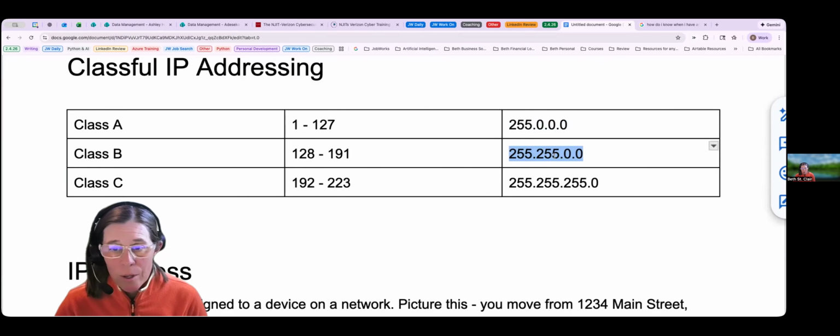255.255.0.0. So again, the first octet is 255. Add a second octet, 255. That means it's class B. If we add one more octet, 255, that's going to be class C. So you can see it just goes down the line: 255, two 255s, three 255s.